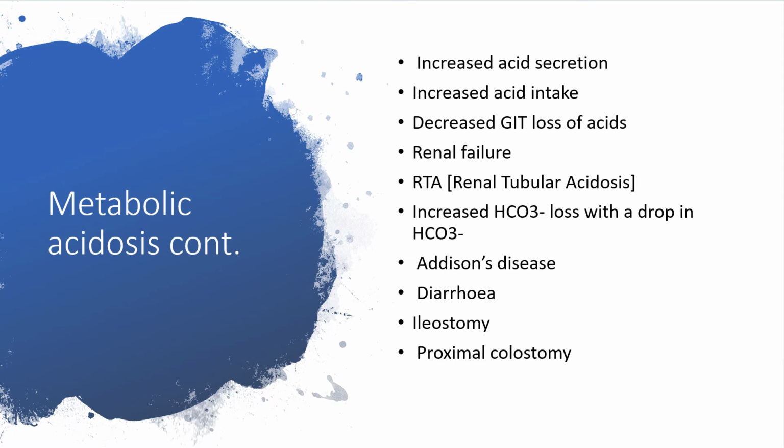Causes of metabolic acidosis could be increased acid secretion, increased acid intake, decreased gastrointestinal loss of acid, renal failure, renal tubular acidosis, increased bicarbonate ion loss with a drop in bicarbonate ion level, Addison's disease, diarrhea, ileostomy, proximal colostomy.